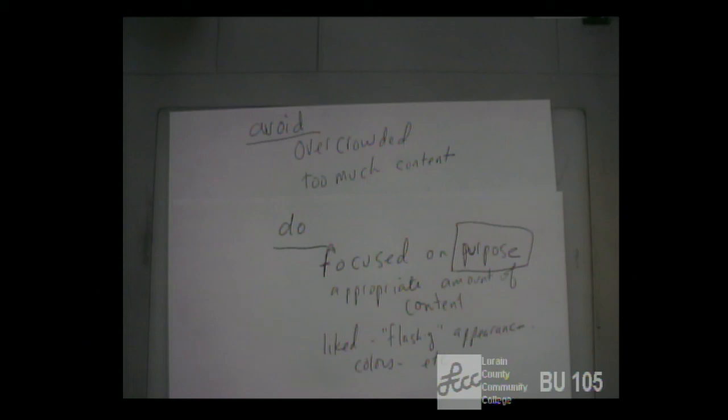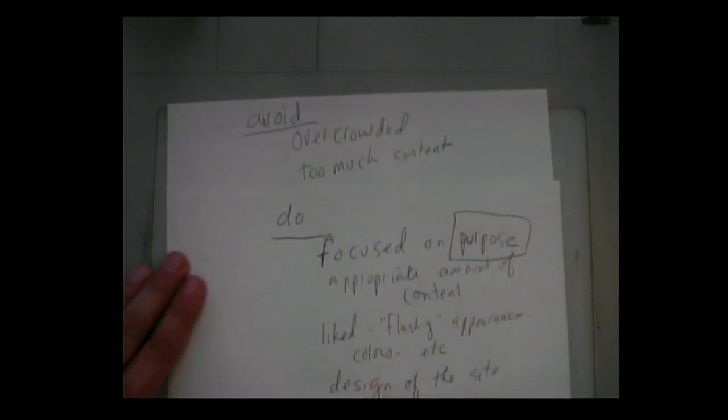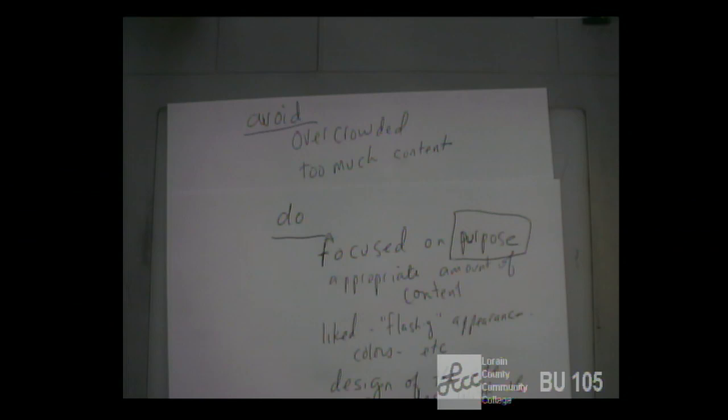So, I would add to this list, not only are they focused on purpose, but the design of the site resonates with the purpose. For example, let's look at the Wall Street Journal's website. Close your eyes and imagine in your head what you think the Wall Street Journal's website is. Wall Street Journal is a very serious newspaper about financial stuff. It's been around for a long, long, long time.